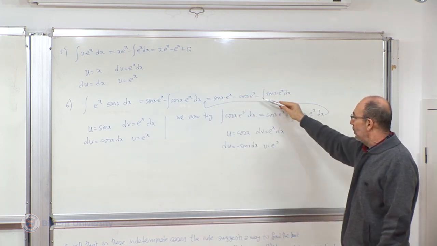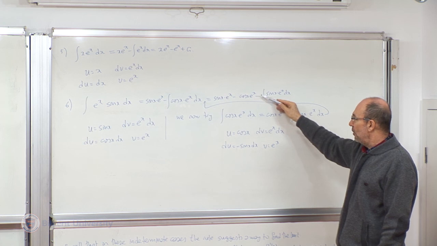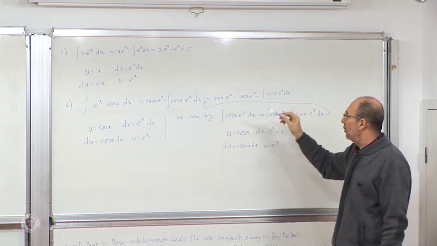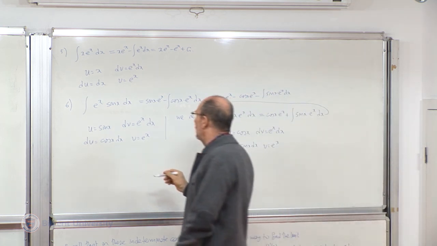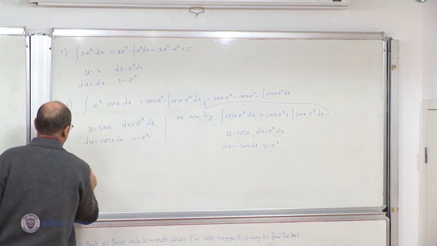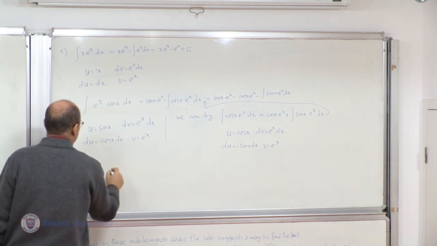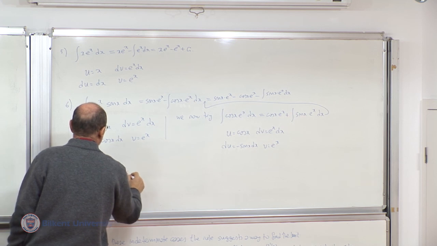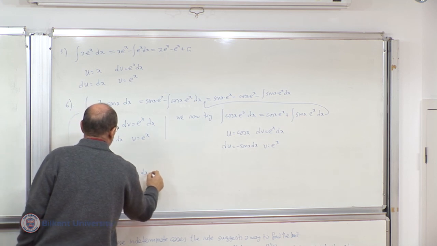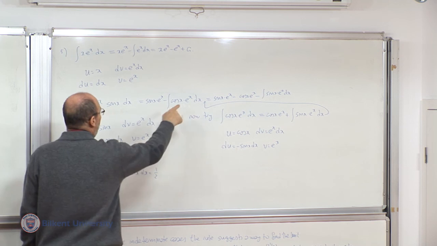Okay, since I have plus and minus here, I can now take it to the other side. I have two of these things, and I have e to the x sine x dx is equal to 1 over 2 of these things.